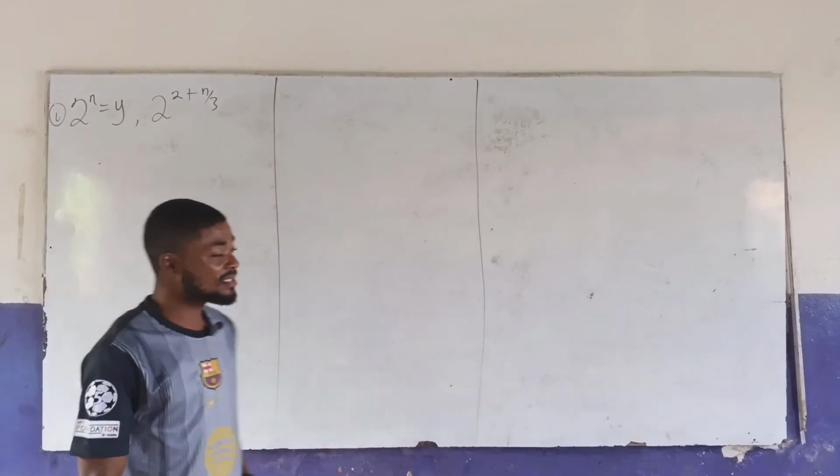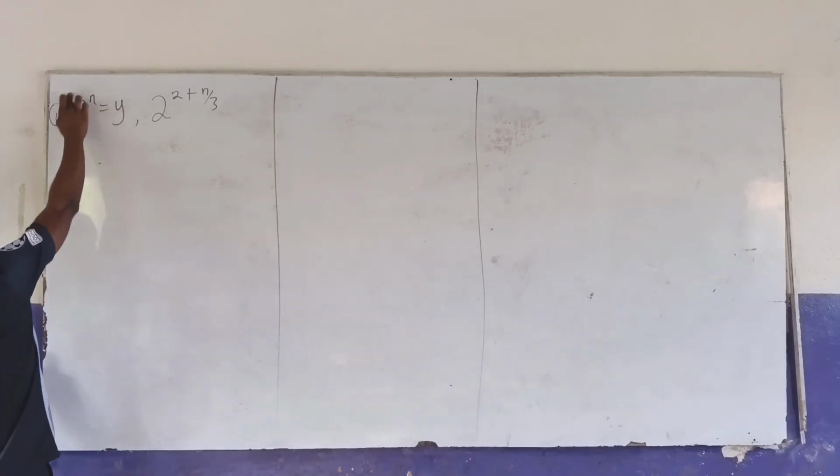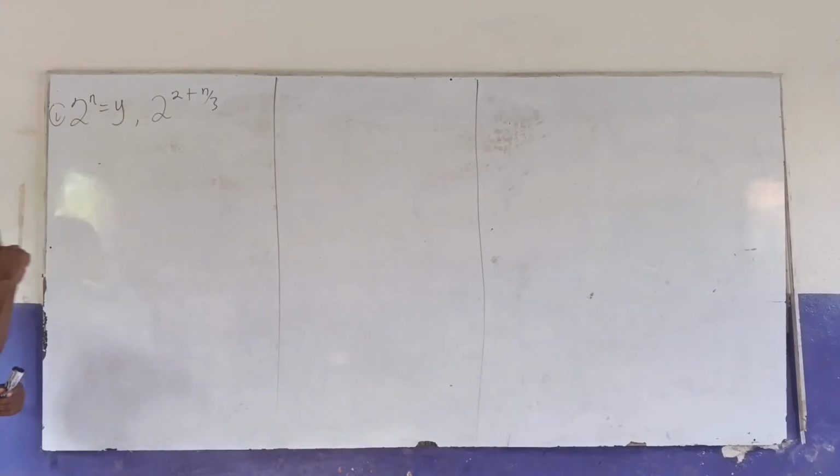The first question reads: if 2 to the power n is equal to y, then we have to find 2 to the power 2 plus n on 3. We can see clearly this is a concept of indices. So what we do from here is to try as much as possible to get 2 to the power n in this particular instance.